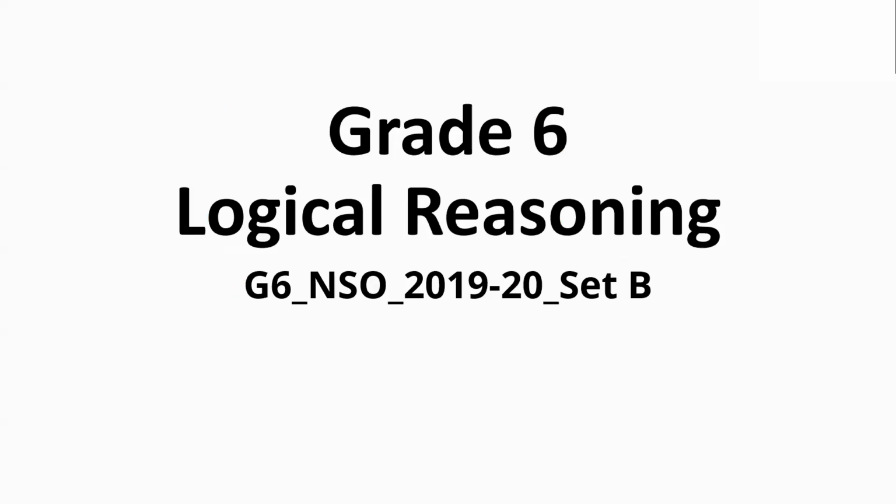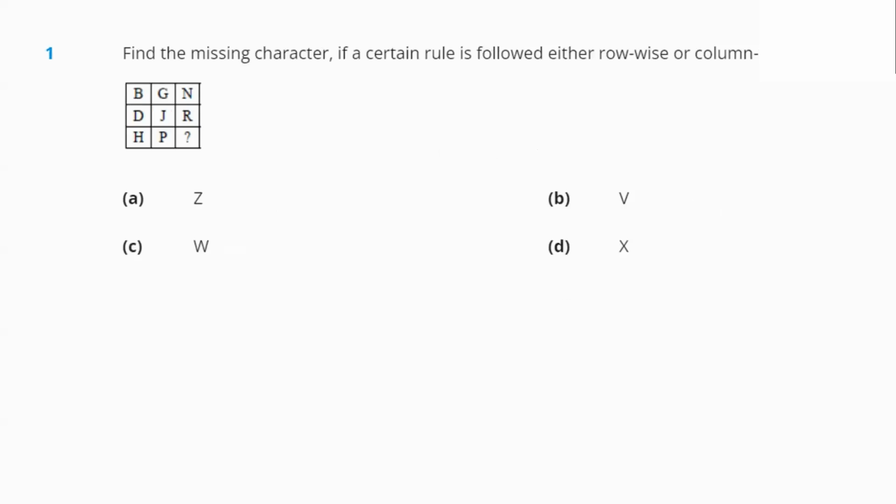Next, now we will be doing grade 6 science logical reasoning 2019-2026 B questions. So here are the questions. First question: find the missing character if a certain rule is followed either row-wise or column-wise. So in this, we'll go in this direction. So first is B, B, H.